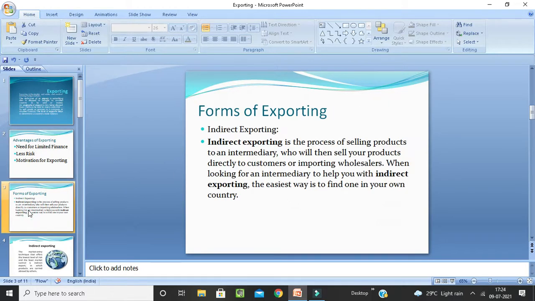Forms of exporting. We are having two forms of exporting. First one is indirect exporting, next one is direct exporting. What do you mean by indirect exporting? See, it is there on the screen. Have a look.